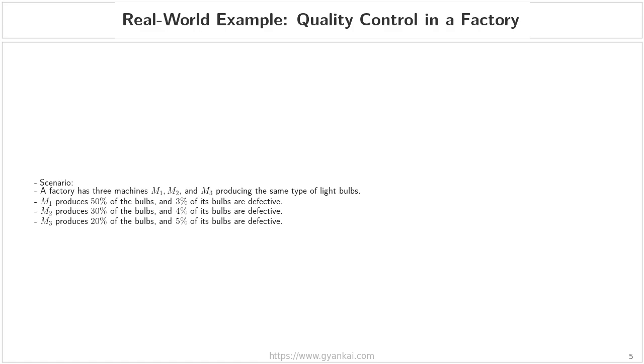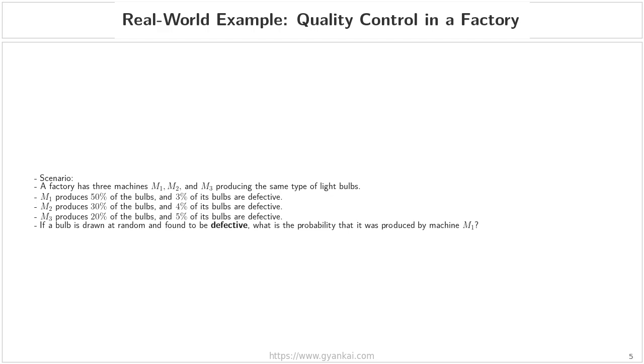Real-world example: quality control in a factory. Now that we have understood the theory and the formula, let's put everything into practice with a real-world scenario. Imagine a factory that uses 3 different machines, Machine 1, Machine 2, and Machine 3, to produce the same type of light bulbs. We know that Machine 1 handles 50% of the total production, but 3% of its bulbs are defective. Machine 2 produces 30% of the bulbs, with a 4% defect rate. Finally, Machine 3 produces the remaining 20%, and 5% of its bulbs are defective.